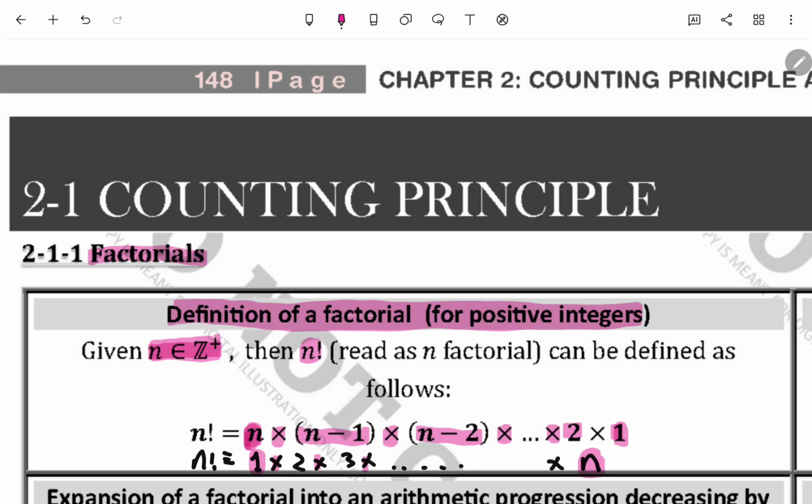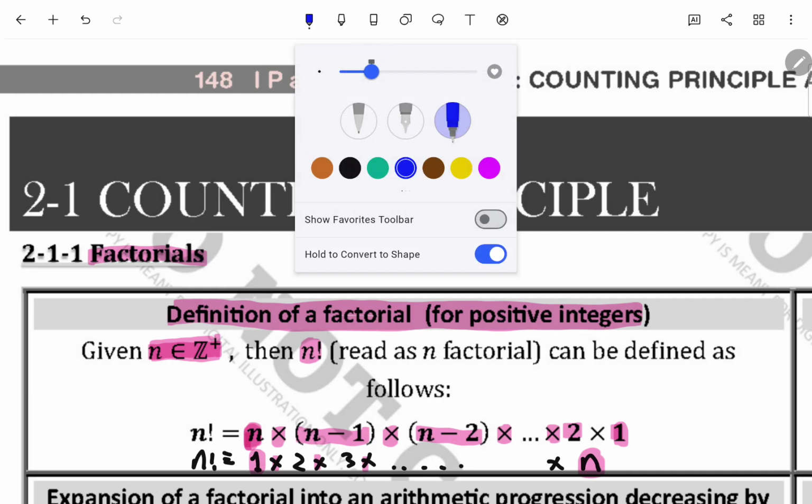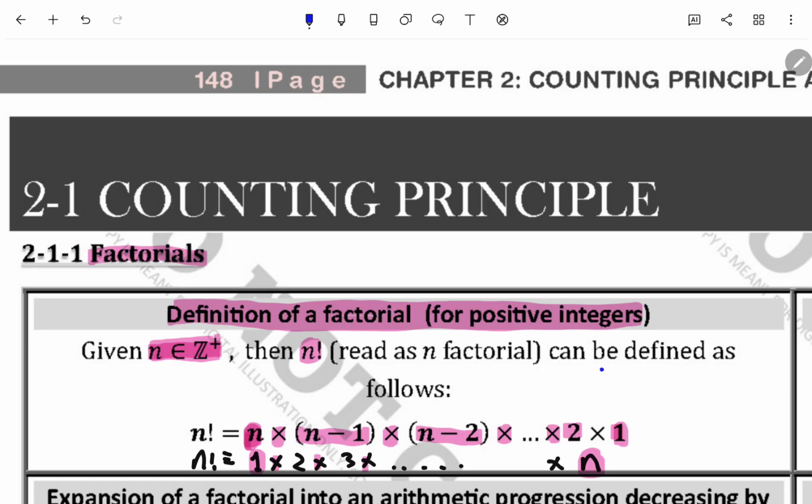This is the definition. We can have some examples, like, for example, if I will have 6 factorial, this can be written as 6 multiplied by 5 multiplied by 4, then 3, then 2, then 1, or the opposite. Then you can evaluate them to get 720.